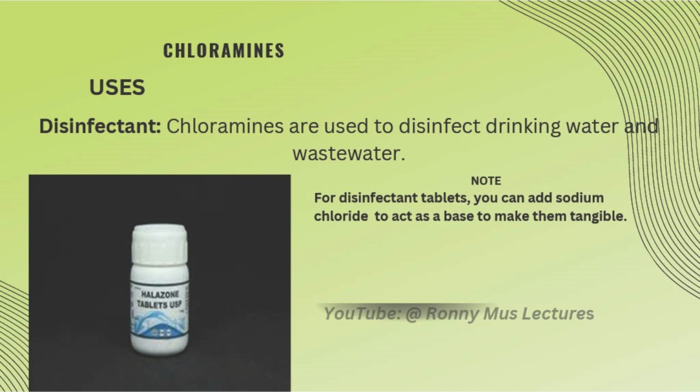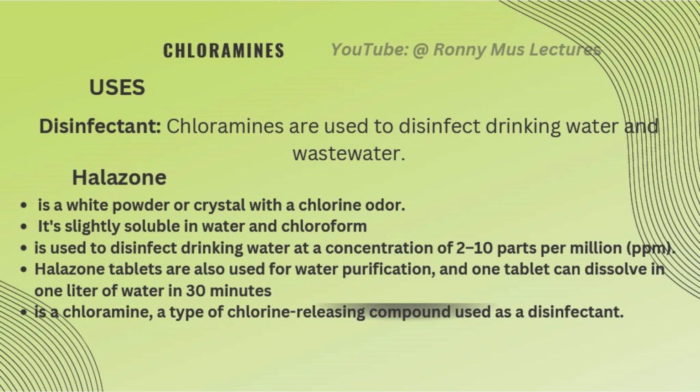So note that if you have the chloramine and you want to make it tangible, you can use sodium chloride to act as a base. That one you can add. That photo shows you halazone tablets, which are examples of chloramine. When we look at an example of a chloramine, we have halazone. It is a white powder or crystal with chlorine odor. It is slightly soluble in water and chloroform, and it is used to disinfect drinking water. And it is a chloramine, a type of chlorine-releasing compound used as a disinfectant.